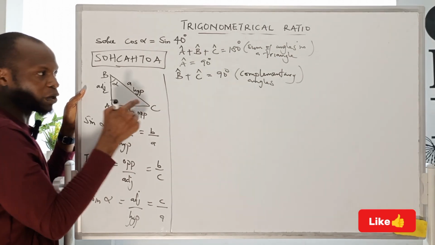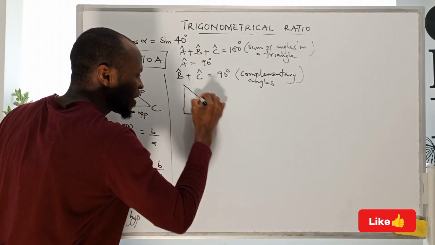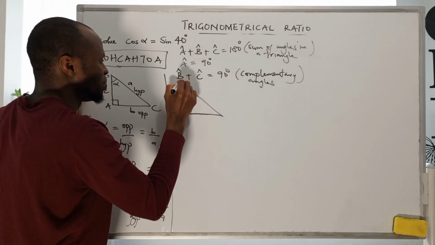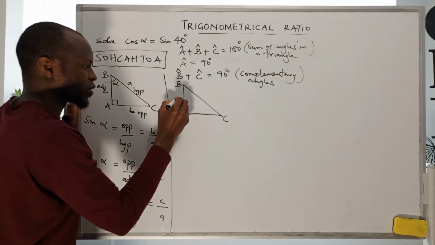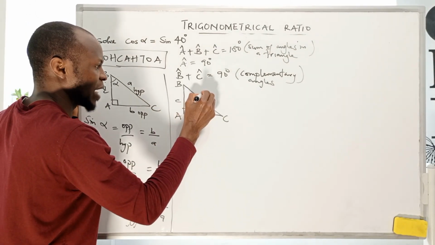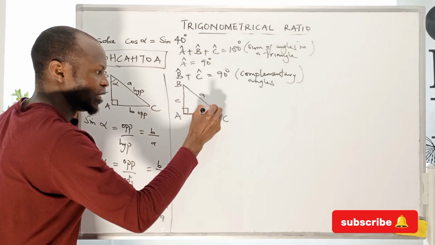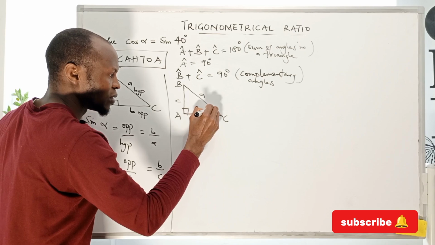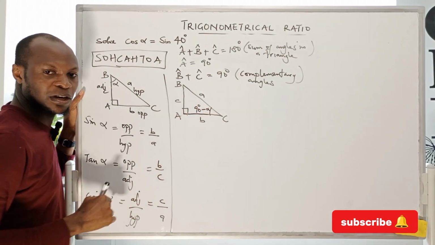minus alpha. Now I can change my triangle to say that I have this place to be A, this place to be B, this place to be C. This is still my small letter c, side a, and side b. If this is theta, this will be what? 90 degrees minus alpha. So this angle will be 90 degrees minus alpha.